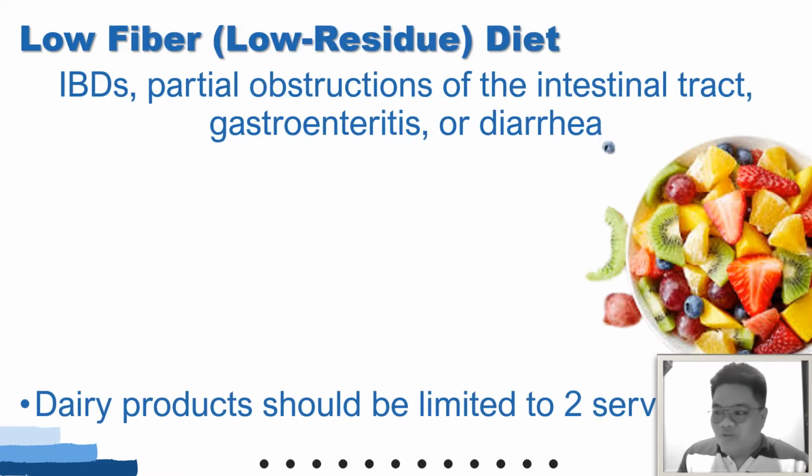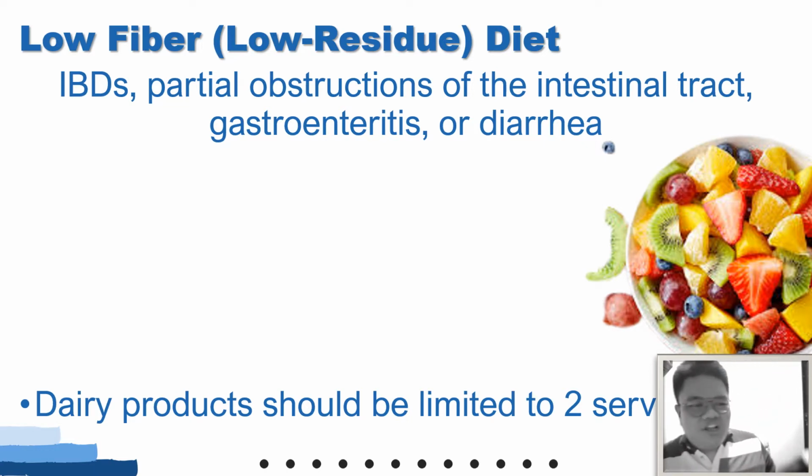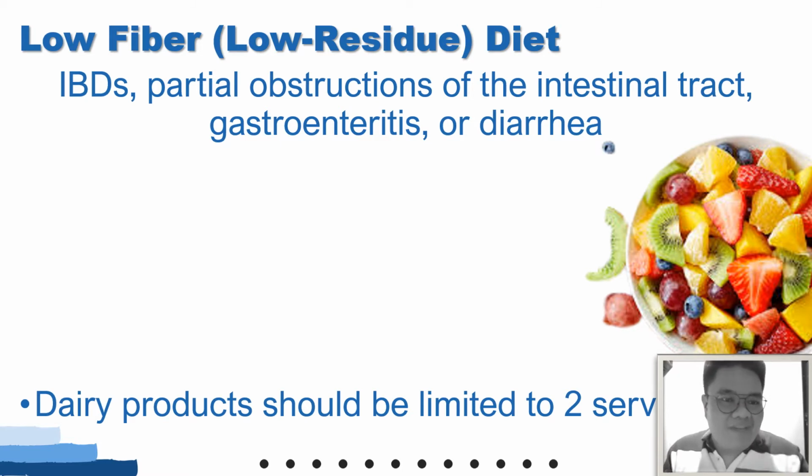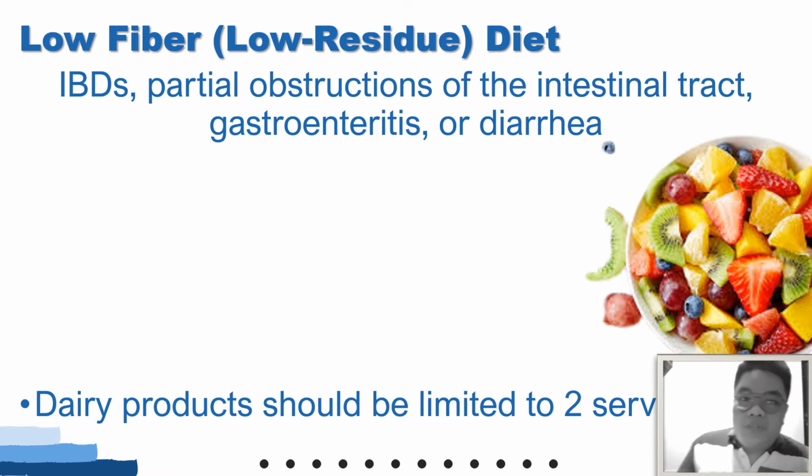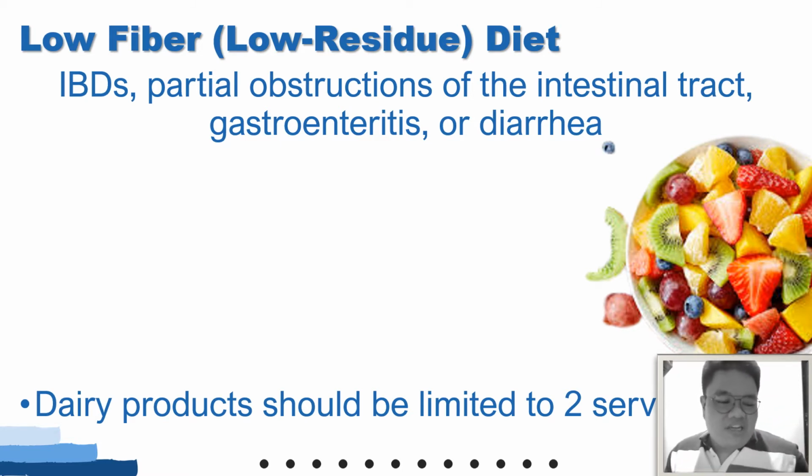You have your low fiber diet. Oftentimes we hear, you eat high fiber. High fiber is good for the heart, good for the intestines, good for the stomach. It's always a high fiber diet. But dear student learners, there are instances wherein we need to have a low fiber diet.